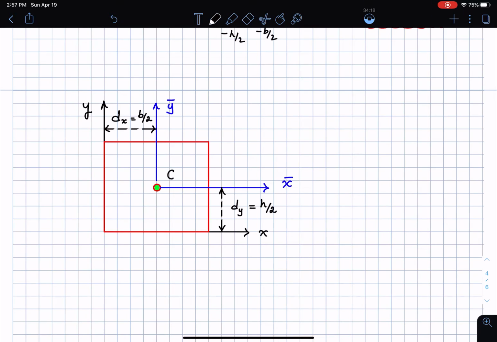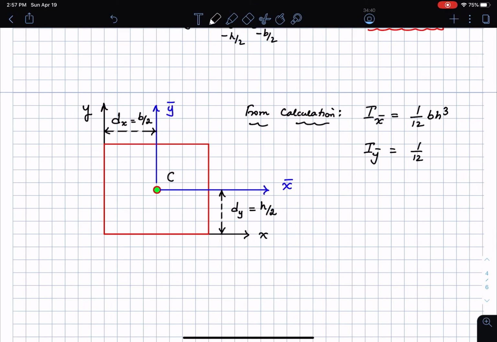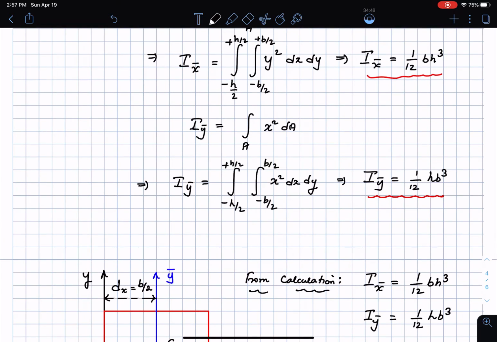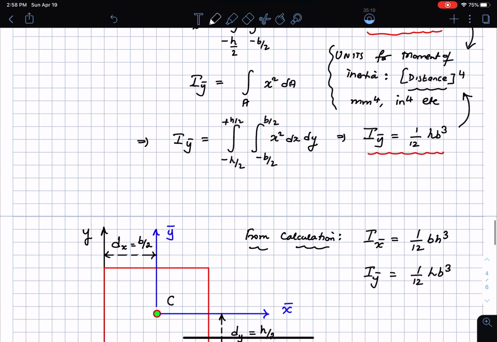And so what do we know so far? From calculations, we know that I x bar is equal to 1/12 b h cube, I y bar is equal to 1/12 h b cube. You can immediately see that the units of moments of inertia will be in units of distance to the power 4. I just want to make a quick note of that. So the units for moments of inertia is distance to the power 4, so this is either mm to the power 4, inch to the power 4, etc. That's what you can pretty much see from these two expressions that we have derived, and that should hold true for any moment of inertia calculation. So we know that.